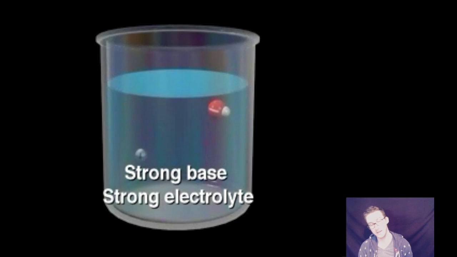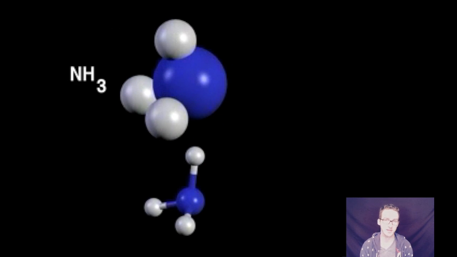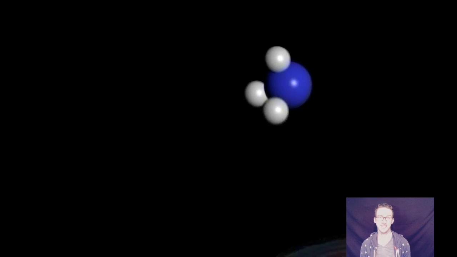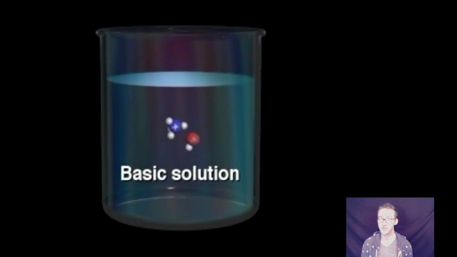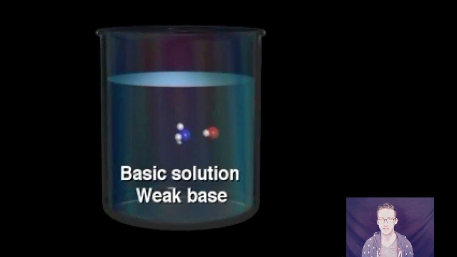Ammonia, however, is a great example of a weak base, something that will have relatively few ions in solution. In other words, the reactants are going to be favored. We do see some ionization, but again, notice we see that return to the original reactant molecules. So a weak base, a weak electrolyte.